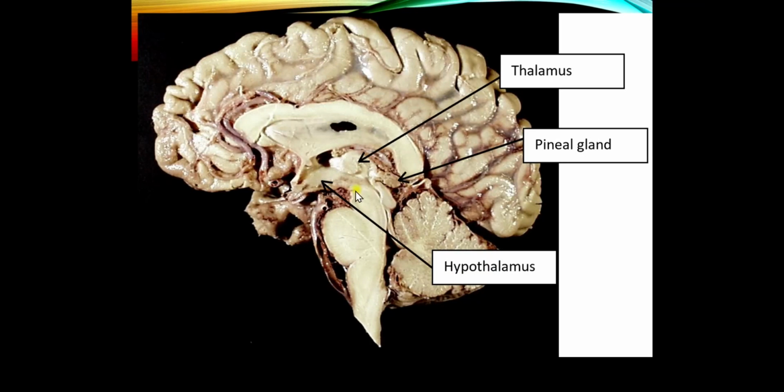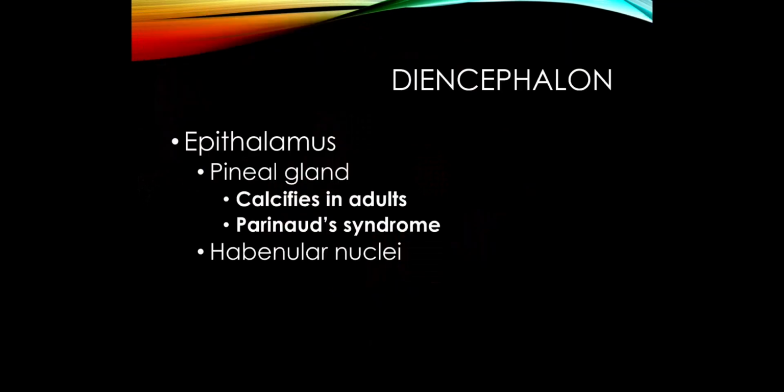All right, so here again is the midbrain. This is the dorsum of the midbrain, and right on top of that is the pineal gland. Here is the thalamus, and then here is the hypothalamus. The pineal gland secretes melatonin and a couple of other things. It calcifies in adults, which you would think, why is that important? It really is only important when we're looking at head CTs.